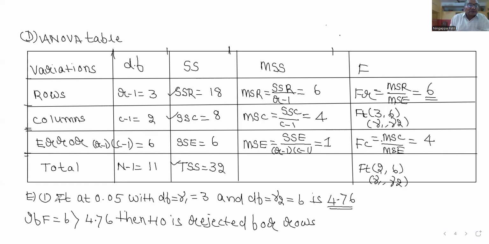Okay, now look here, FT at 0.05. You open the F table, 0.05 with the degrees of freedom 3 and 6. Its value from the table is 4.76. Compare this value with the calculated value. Look here, 4.76 and 6. 6 is greater than 4.76. Therefore H0 is rejected, rejected for rows.